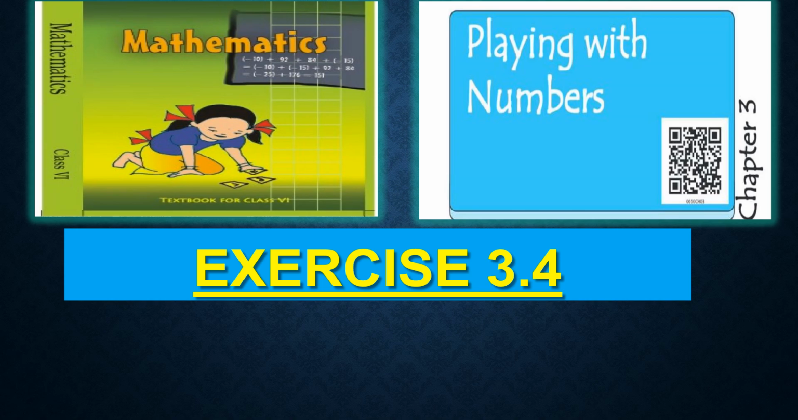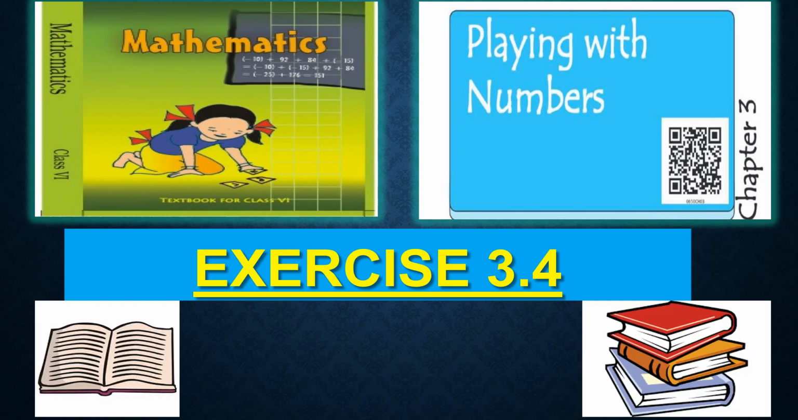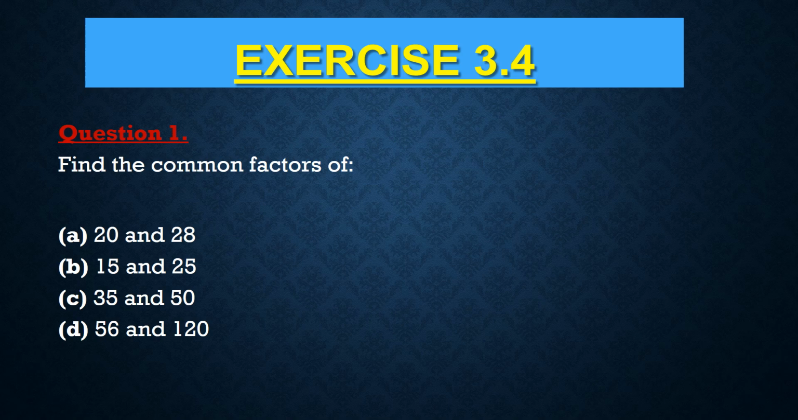Today we will solve exercise 3.4 of our chapter 3 Playing with Numbers, class 6 Mathematics NCERT book. Let's start exercise 3.4. Question number 1. Find the common factors of the following.